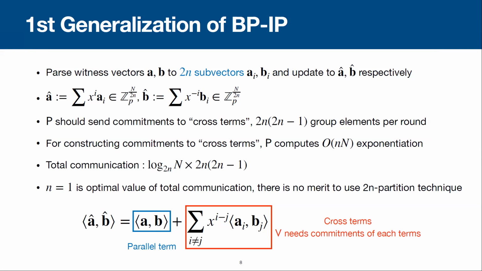Then the prover should send commitments to cross terms, which are 2n-1 group elements per round. For constructing commitments to cross terms, the prover computes O(small n large n) group exponentiations. And total communication is rounds times each reduction cost. The total communication is this, and n equals 1 is the optimal value of total communication. So there is no merit in using the 2n partition technique.